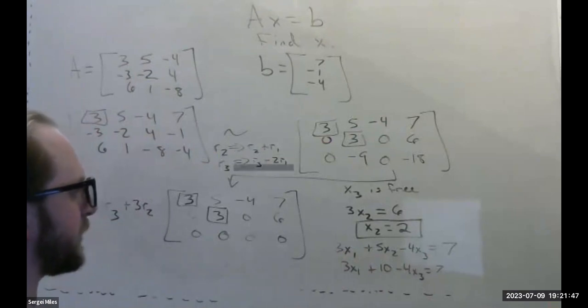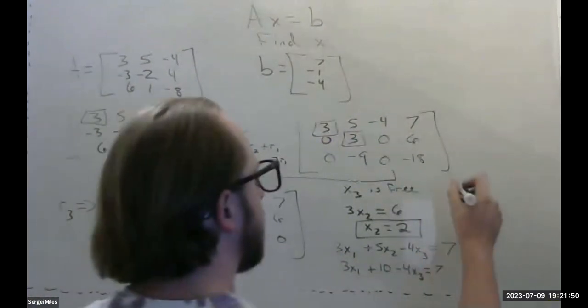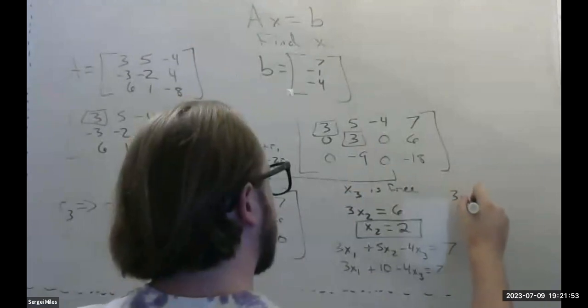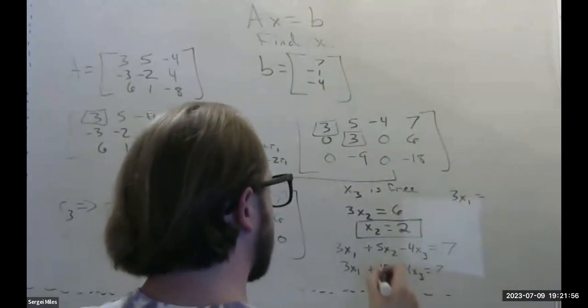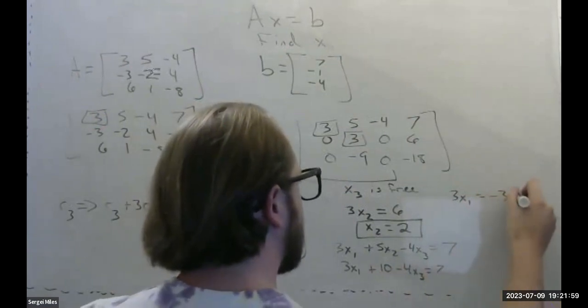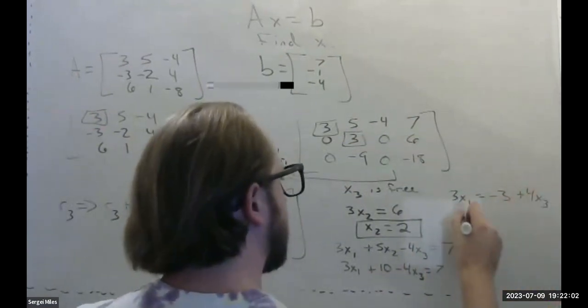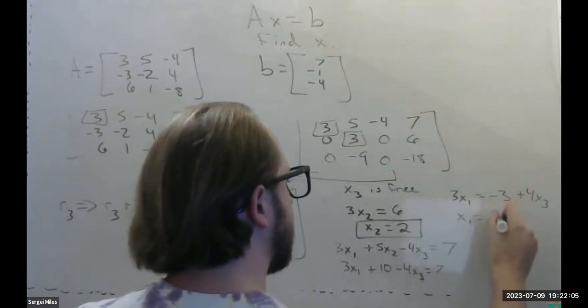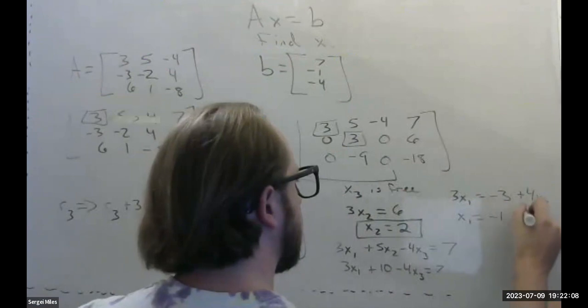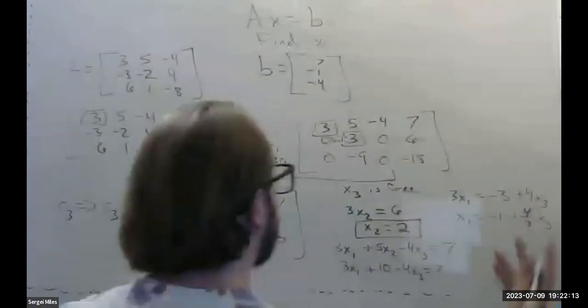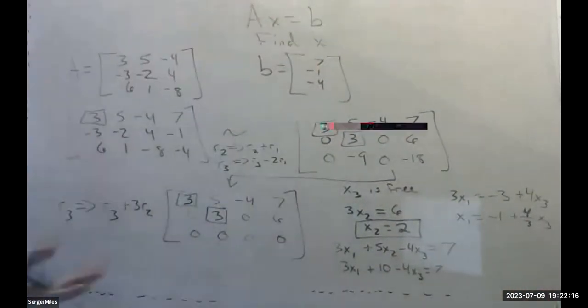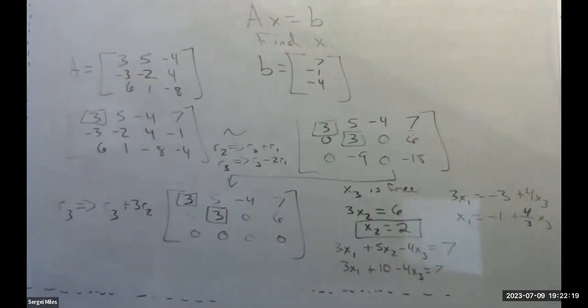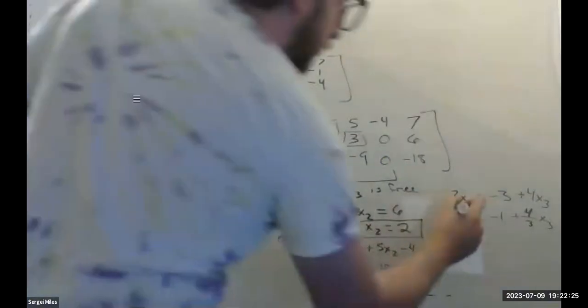I want to solve for x1. I want to solve for the pivot. So I'm going to have 3x1 equals, let's see, 7 minus 10 is -3 plus 4x3. x1 is then -1 plus 4/3 times x3. And yes, getting fractions when we're doing this kind of stuff is perfectly fine. That's a completely valid answer. So what's happened here? We solved for our pivots, and we have one free variable.